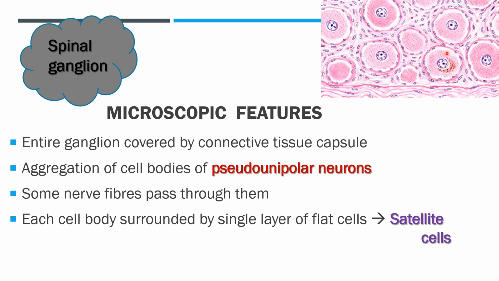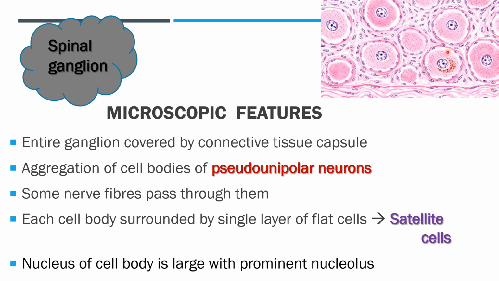These satellite cells are providing structural support to the cell body, and the nucleus of the cell body is large, central, round, and has a prominent nucleolus. This is a very important feature. This is the lipofuscin granule, that is, residual bodies formed by lysosomal activities. These are the lipofuscin granules.